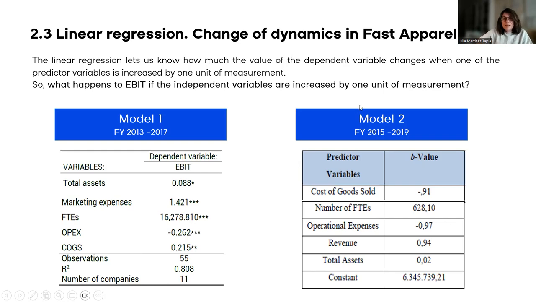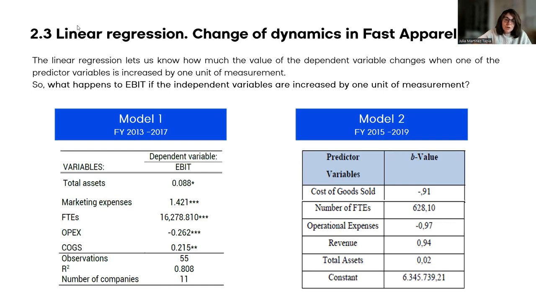So when you've got a linear regression model, one of the insights that the model can give you is the following. You can know how much the value of the dependent variable changes when the independent variable is increased by one unit. What I mean by that is, what happens to the EBIT if the independent variables are increased just by one unit? That's the info you've got in these tables in the slide.